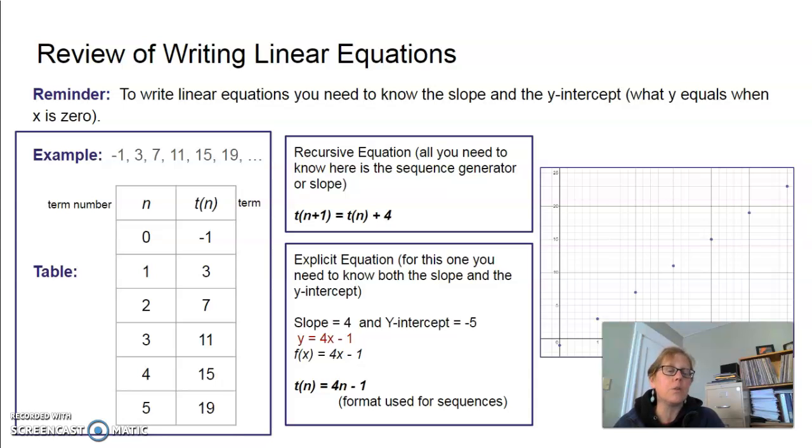That's the format you would use for sequences. And all that means is, let's say you're on term 4. Well, just do 4 times 4 minus 1. That's 15. So the explicit equation is the one in a way we've already been working with.